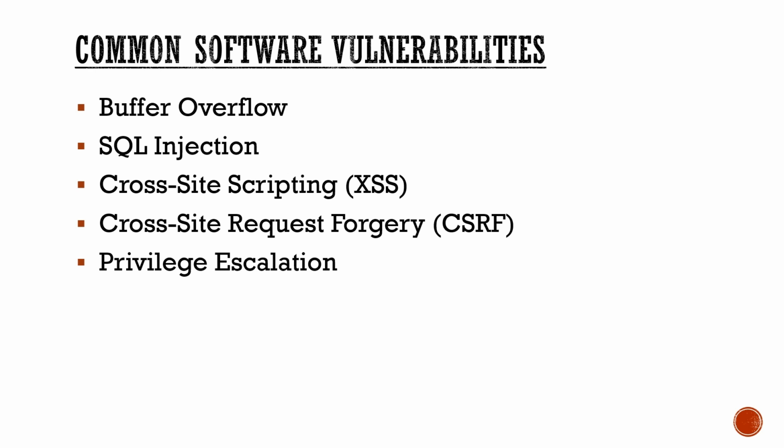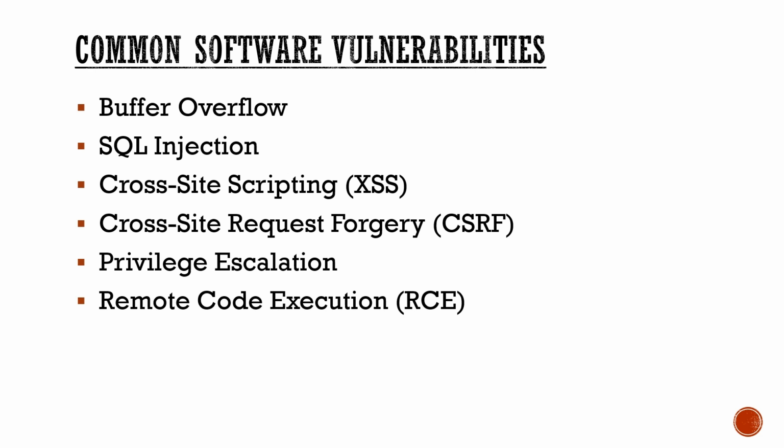In privilege escalation, some software may have vulnerabilities that allow attackers to elevate their privileges and gain more access rights than they should have. Remote code execution allows attackers to execute arbitrary code on a target system remotely, often through exploitable vulnerabilities in network services.